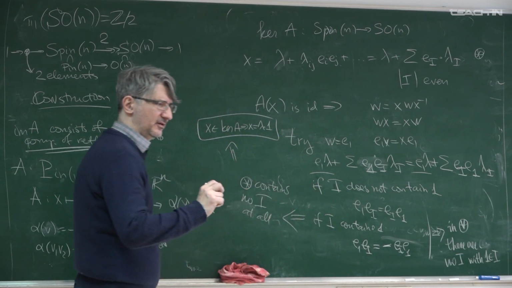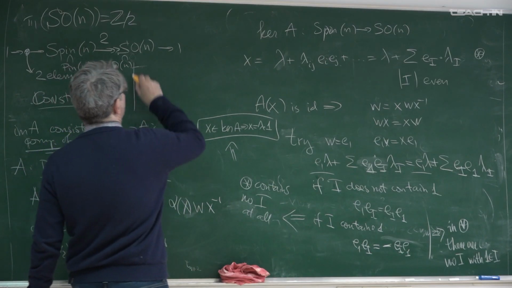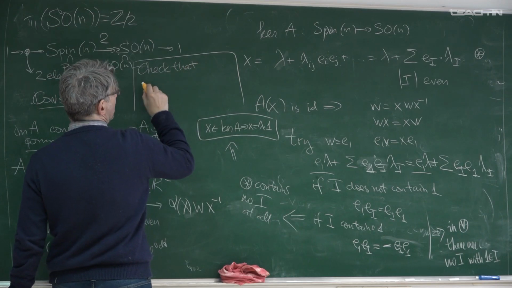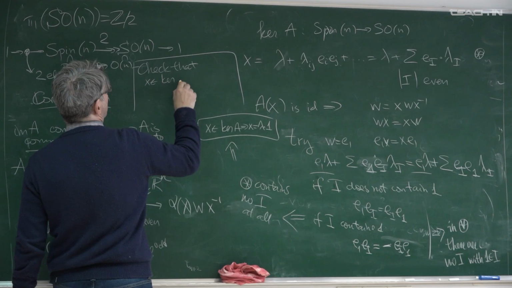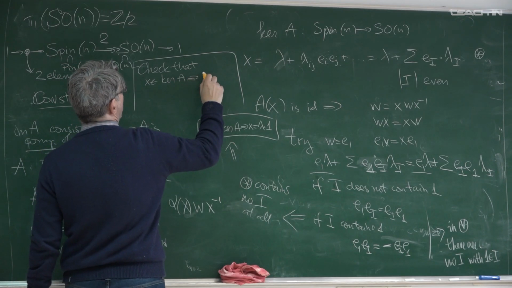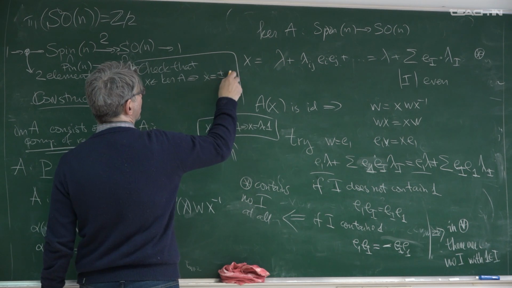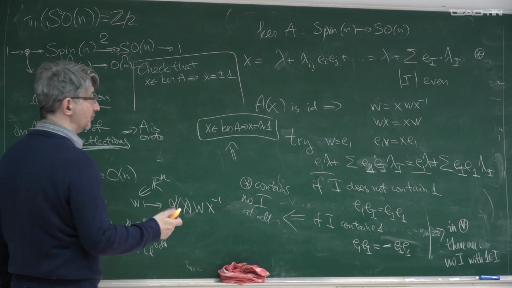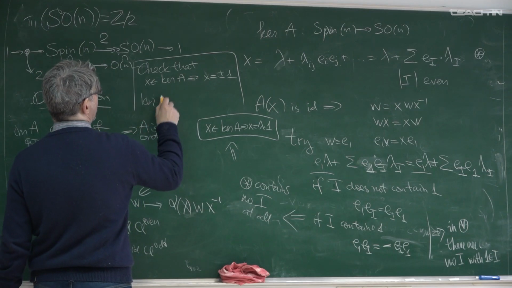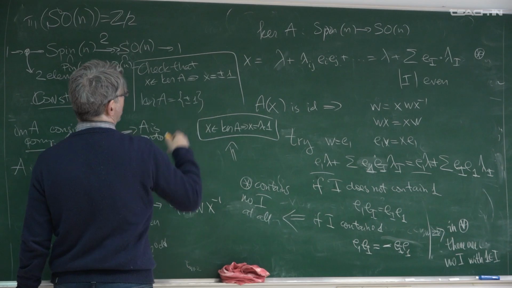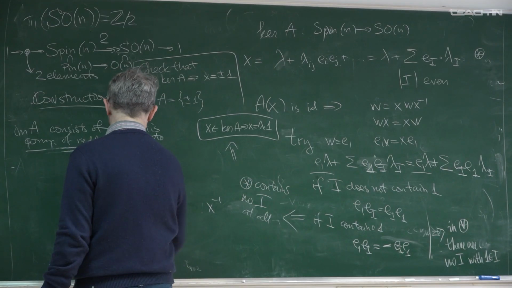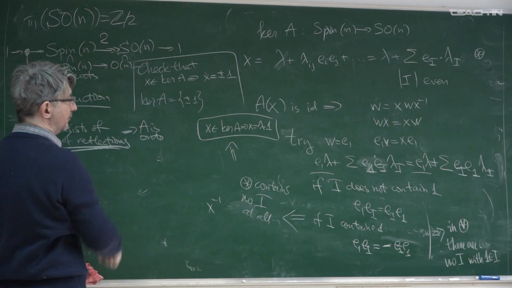Let me leave it as a simple exercise. Check that x belongs to the kernel of A means that x is not just lambda, but just plus or minus 1. It's not very difficult. So the kernel contains two elements. The kernel of A contains plus 1 and minus 1. And I will show you in a moment that this twofold covering, which is written here, is non-trivial.